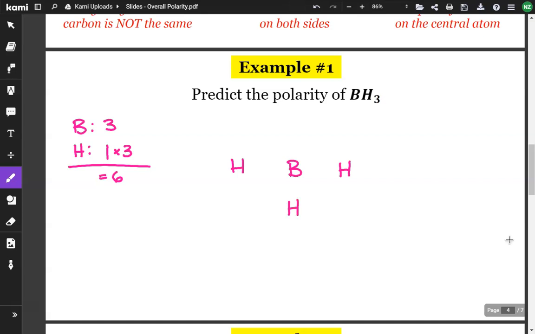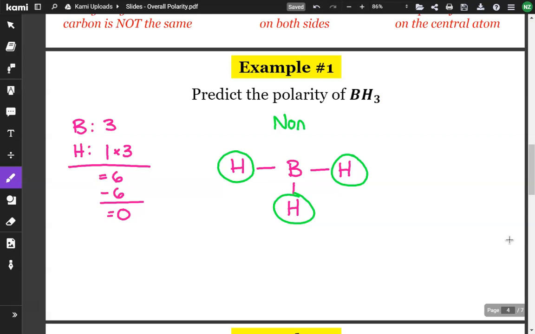Now boron's a special case. Boron does not need 8 valence electrons to be happy. It only needs 6. So our next step is to bond everything to the central atom. 2, 4, 6. And we're good. Each hydrogen is getting 2 from the single bond. Boron gets 2, 4, 6 from all the single bonds. So it's happy. Now, everything attached to the central atom is just hydrogen. There are no lone pairs of electrons on boron, so this would be nonpolar.